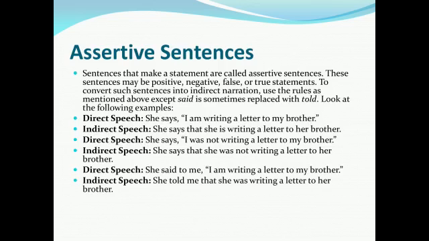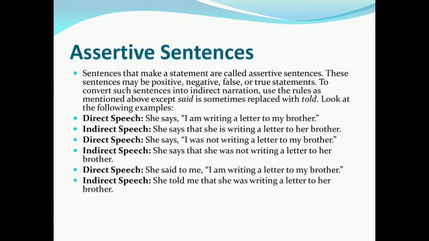To convert such sentences into indirect narration or indirect speech, use the rules as mentioned above, except said is sometimes replaced with told. Now, above means in the previous videos we have already discussed the rules of indirect speech or reported speech. Now, look at the following sentences or the examples.